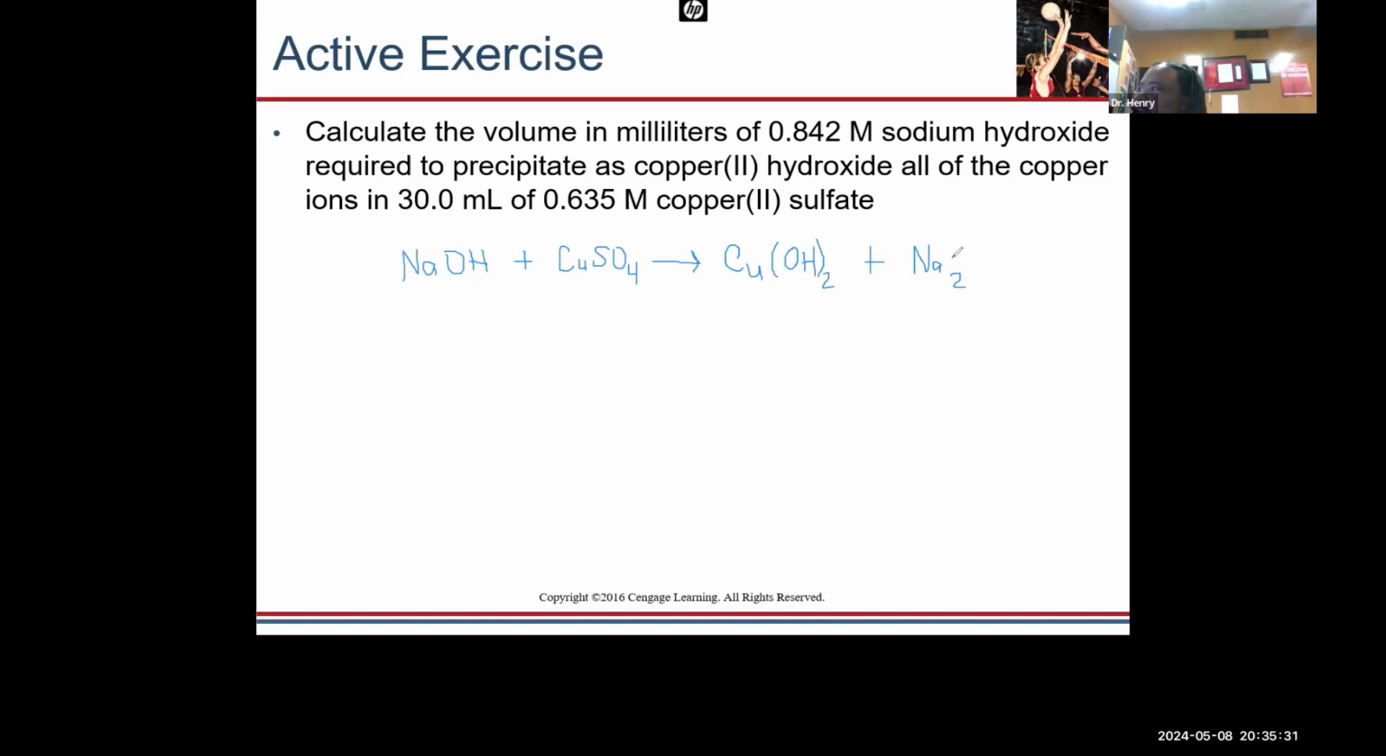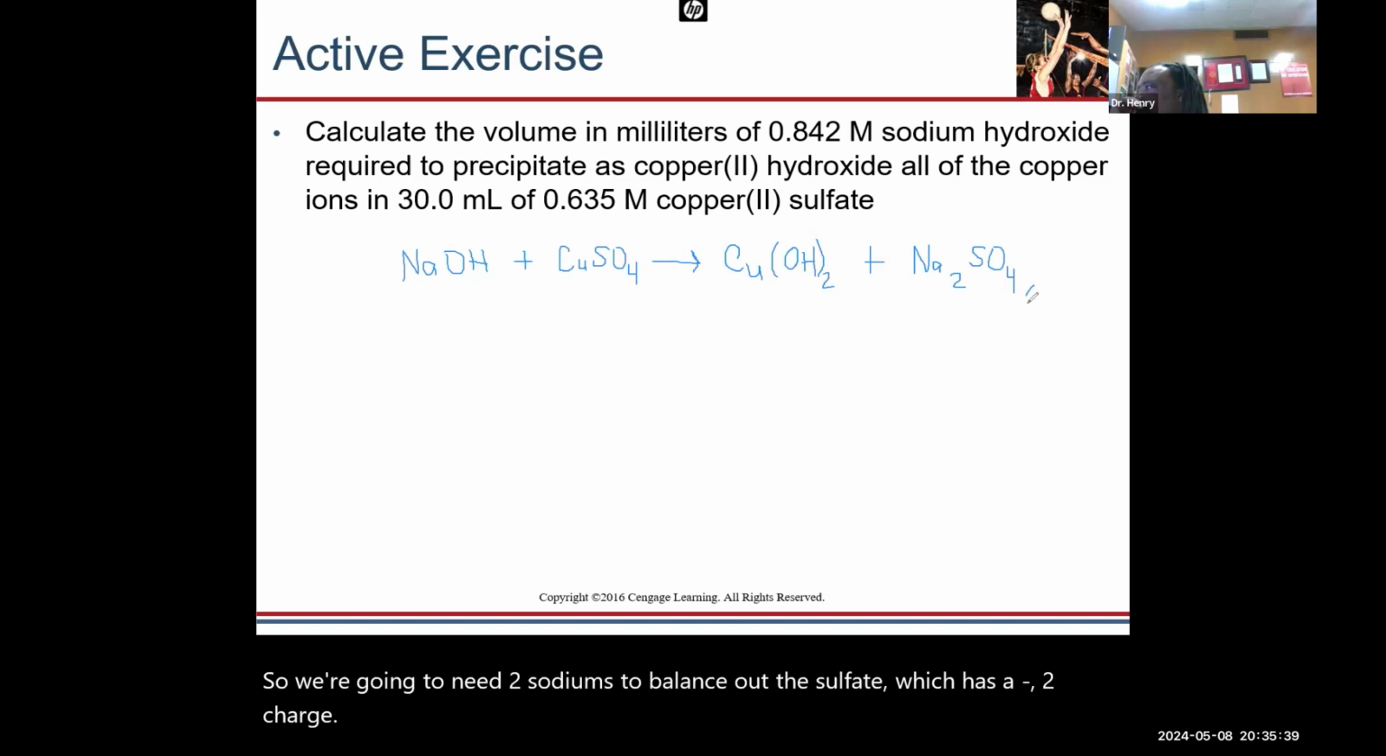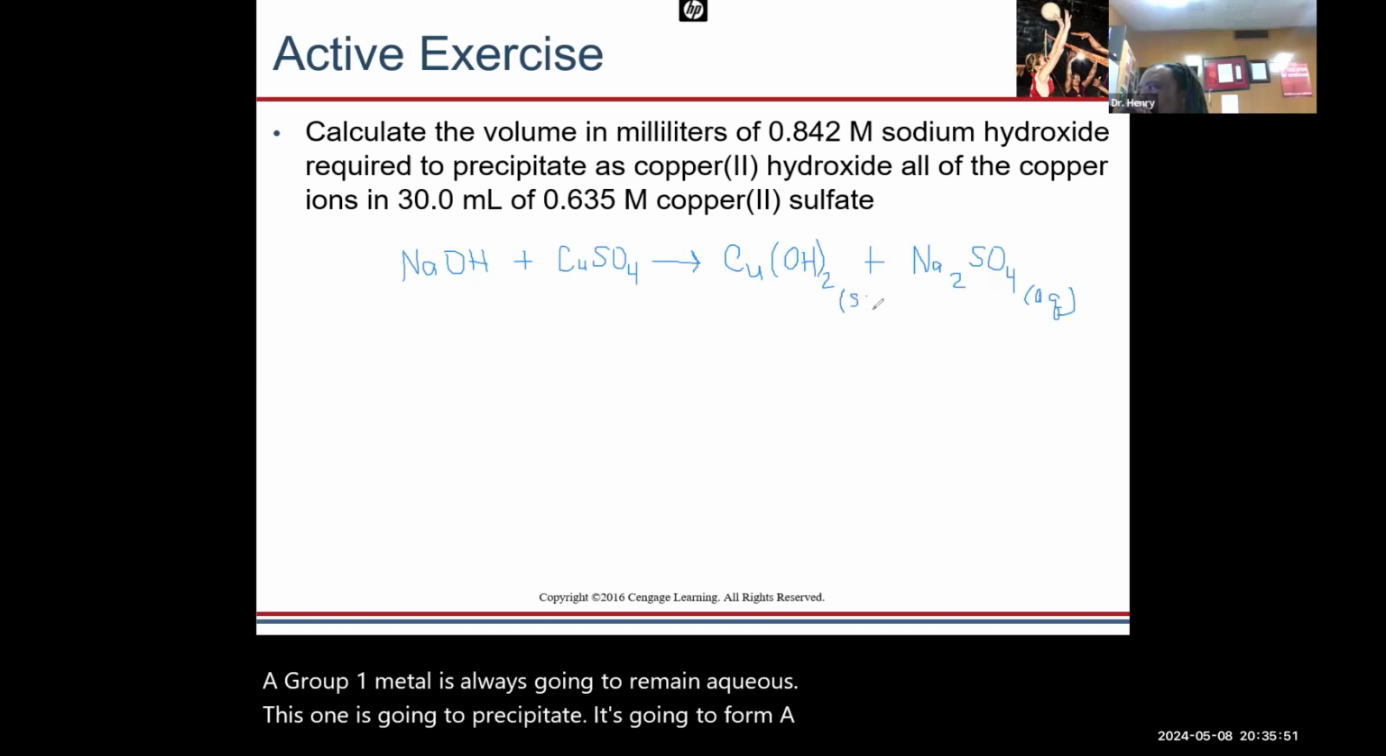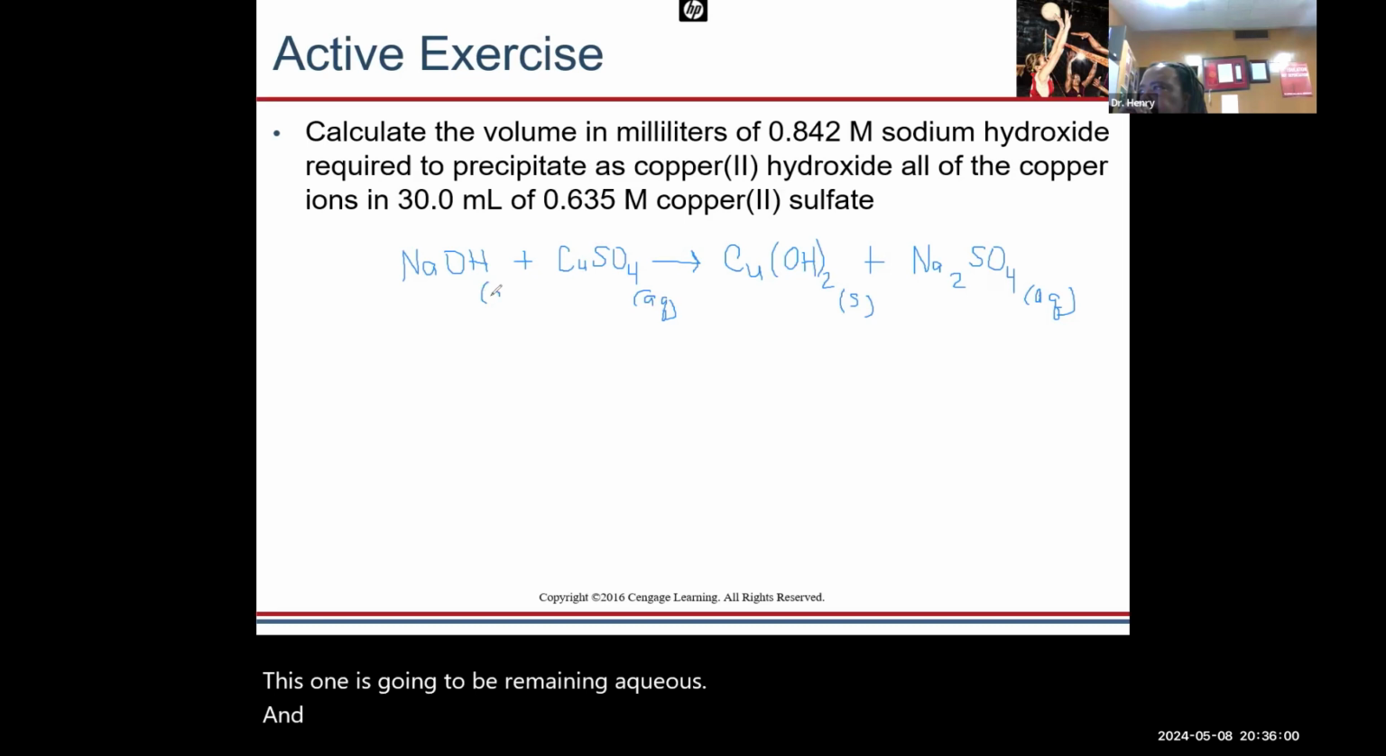So we're going to need two sodiums to balance out the sulfate, which has a -2 charge. And anything with a group 1 metal is always going to remain aqueous. This one is going to precipitate. It's going to form a solid. This one is going to remain aqueous, and this one is also going to be aqueous.